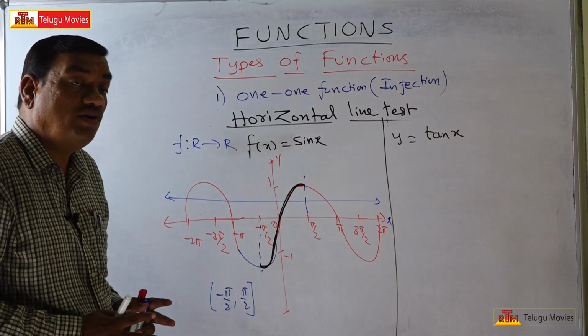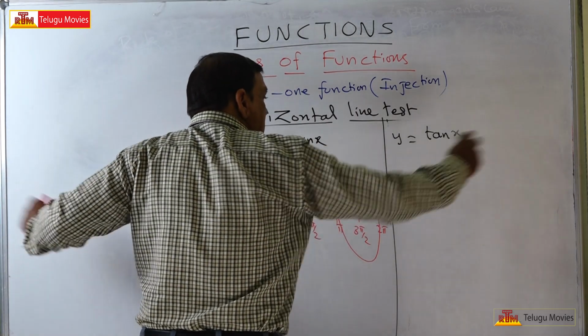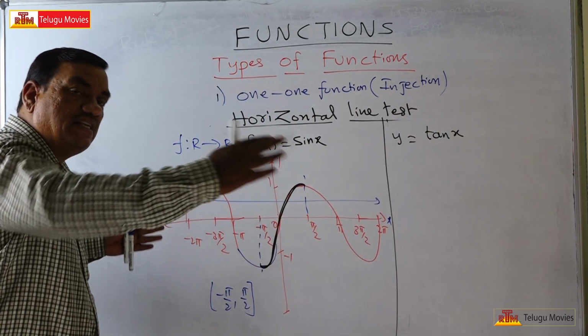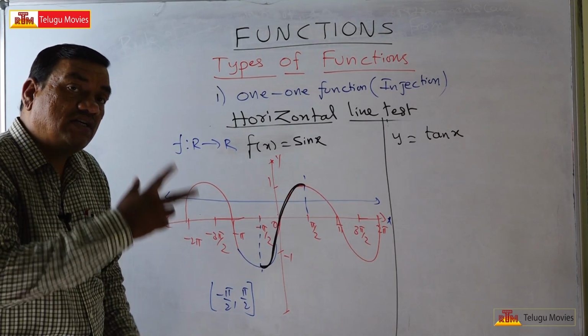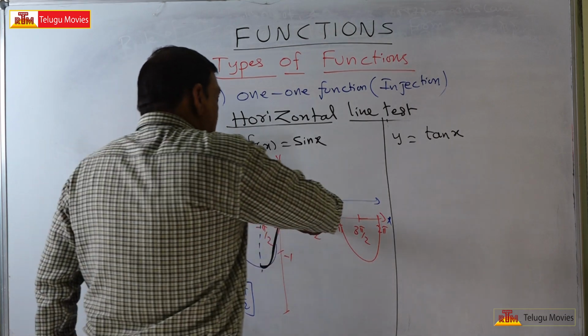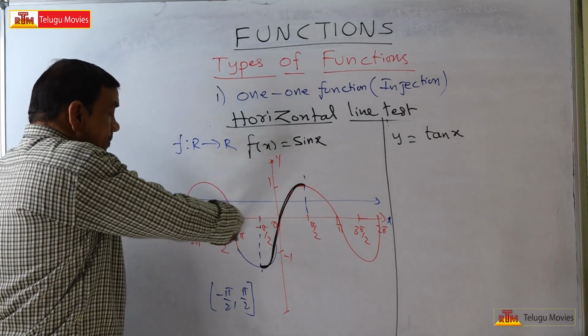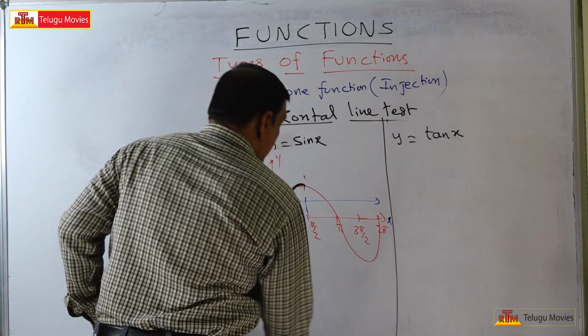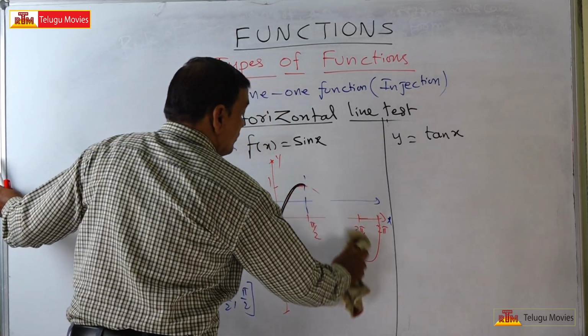So what I have told you: the total domain is the set of real numbers. For that real domain, I cut it short. I cut it here at plus pi by 2, and here also at minus pi by 2. I have reduced this. Okay, I will draw this. I will remove all these things.